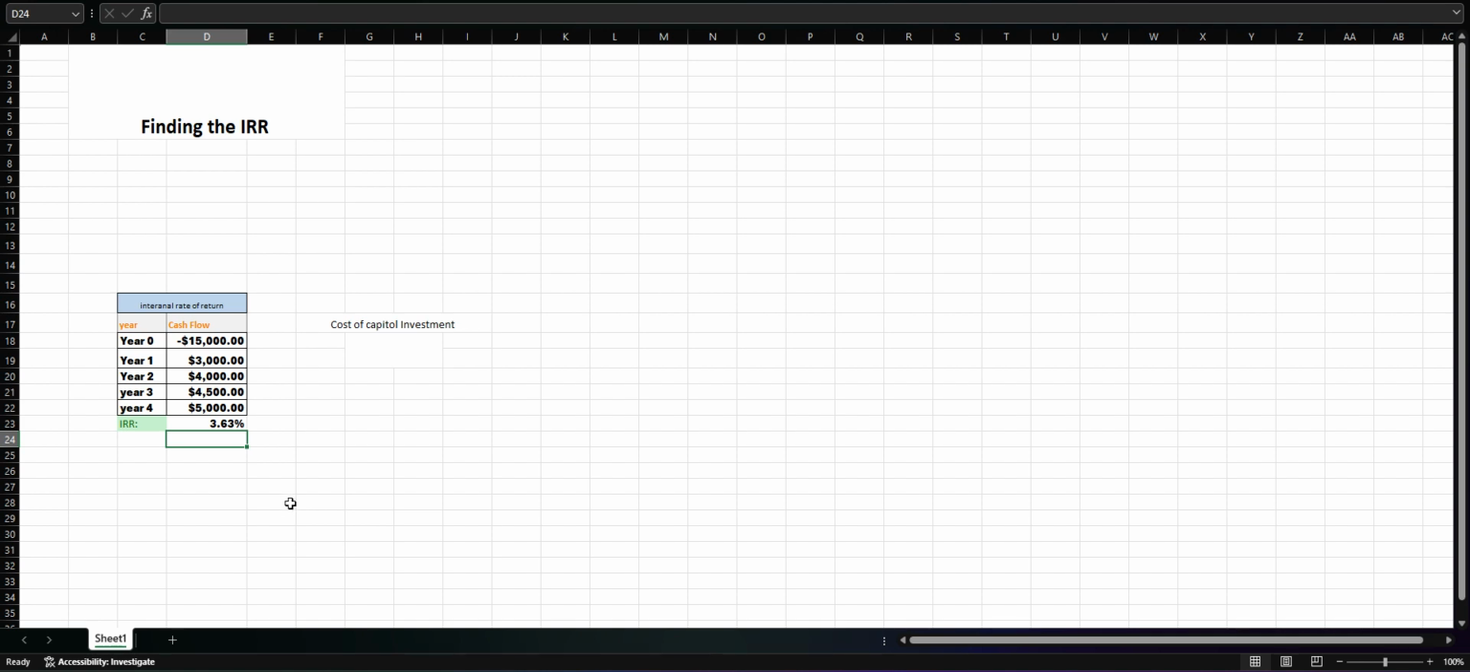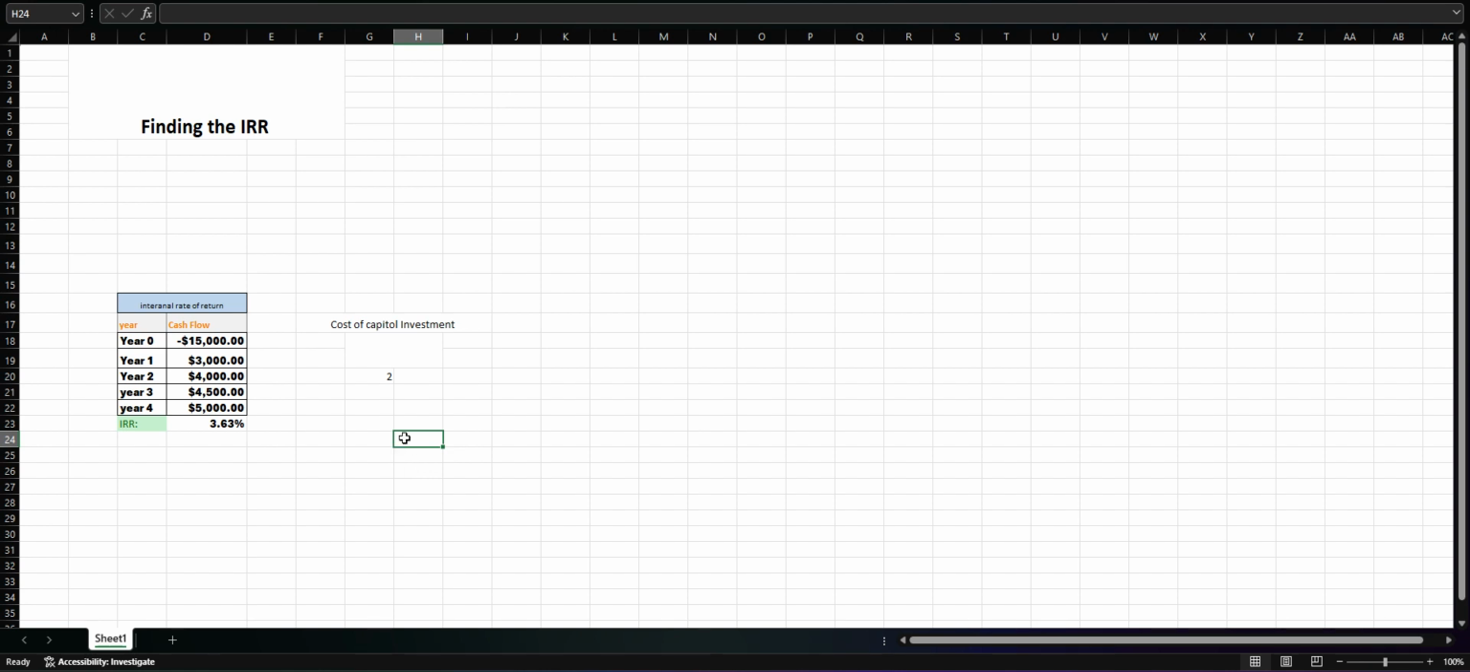So depending on our cost of capital, if it's 4%, then it wouldn't be something that we would want to invest in because we wouldn't get our money back or see any profit. We wouldn't even break even. But let's say it was 2%, then we would see a profit.